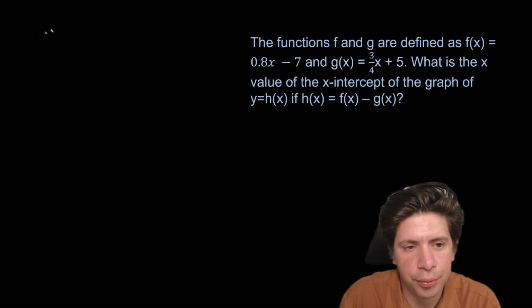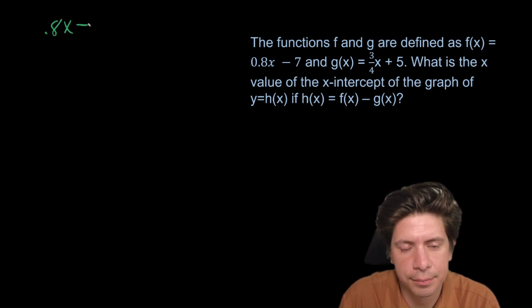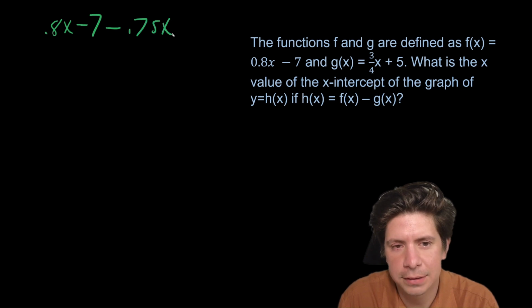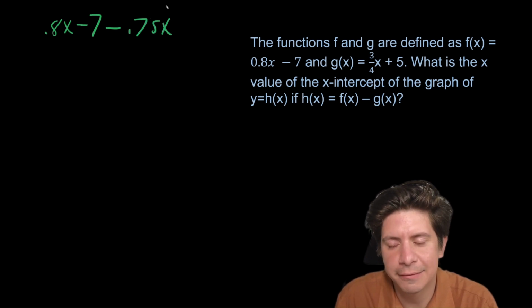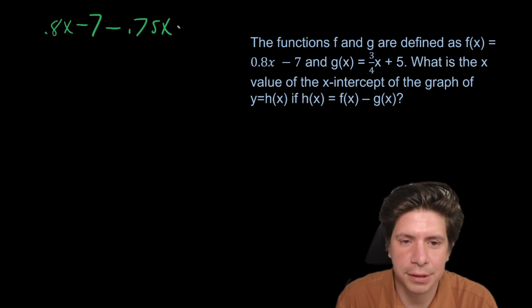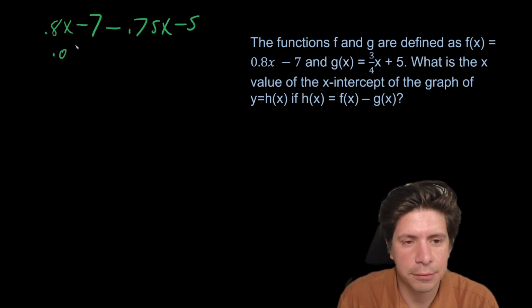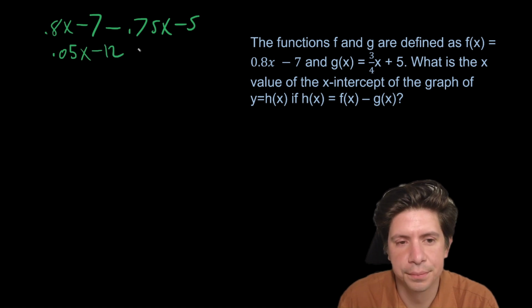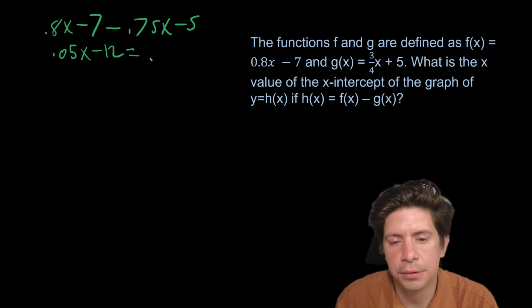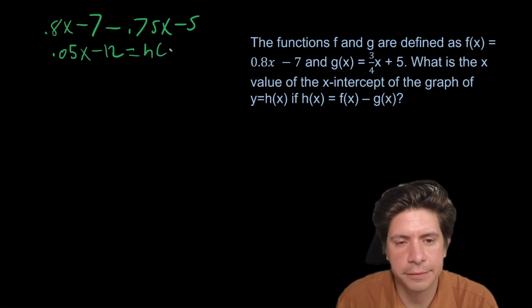So we'll do 0.8x minus 7 minus 0.75x. Now because it's negative, I'm going to also make the plus 5 into a negative. It'll be like this. And then I'm going to get 0.05x minus 12 equals h of x, which equals y.